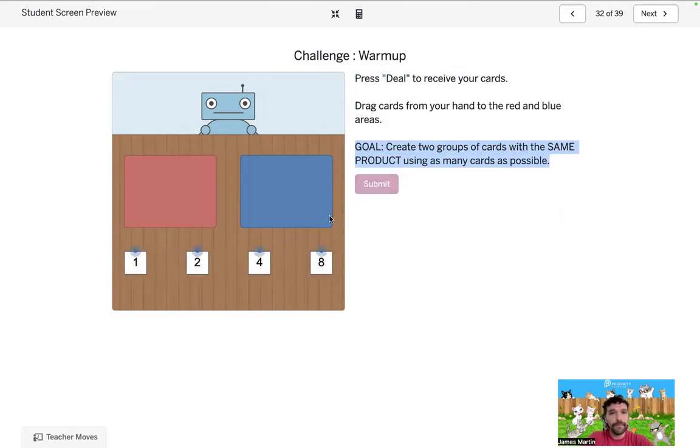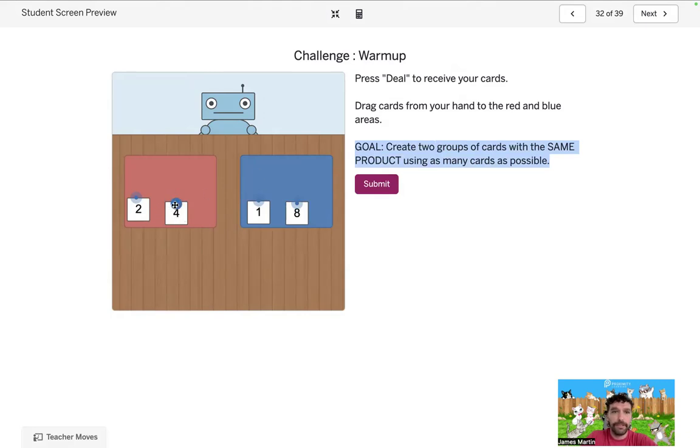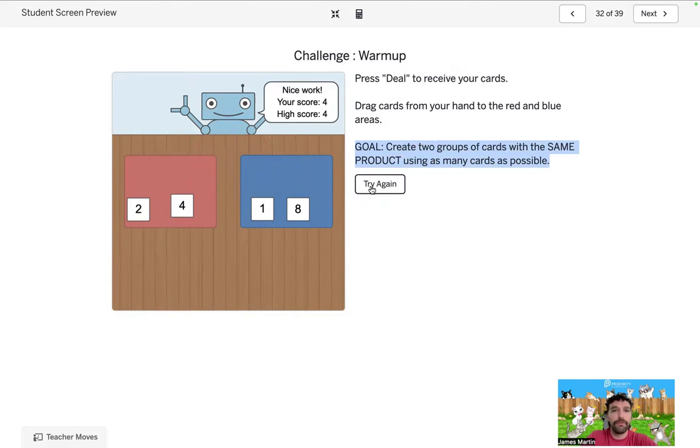All right. So in the red group, we want the same product. Product is the word that we use for multiplication. So I have 2 times 4, I know equals 8. And then I have 1 times 8, which also equals 8. So remember, two groups. So these two numbers are being multiplied together. This is like 2 times 4 in the red here. And then in the blue, it's like saying 1 times 8. So let's submit it. Sweet. The robot scanned it and we got a nice high score.